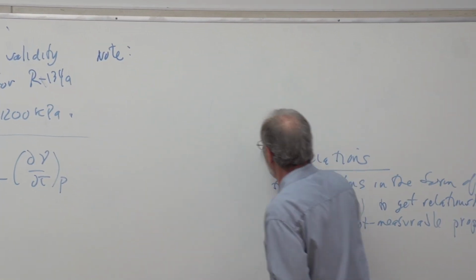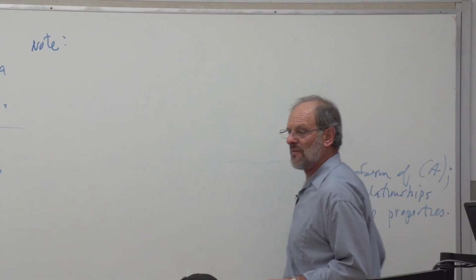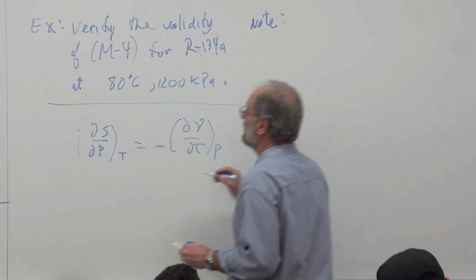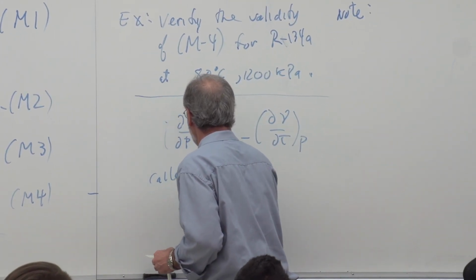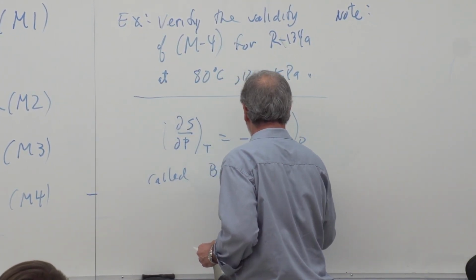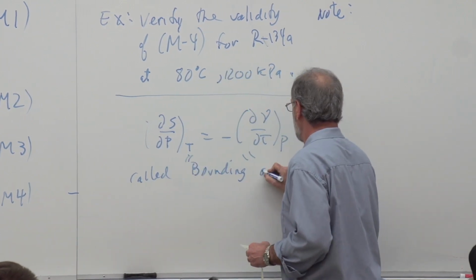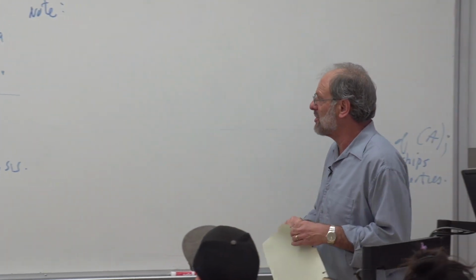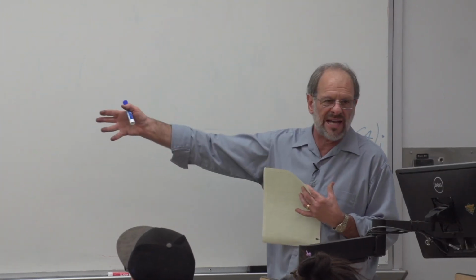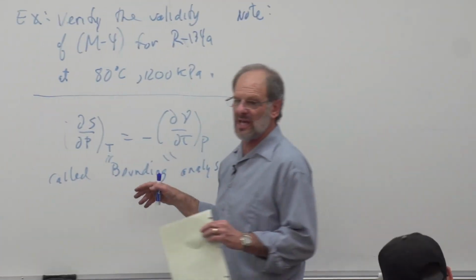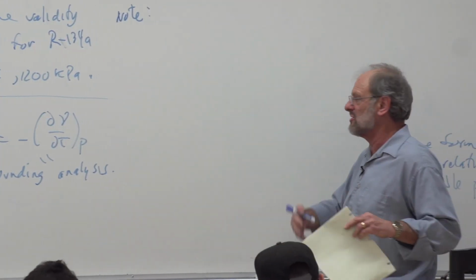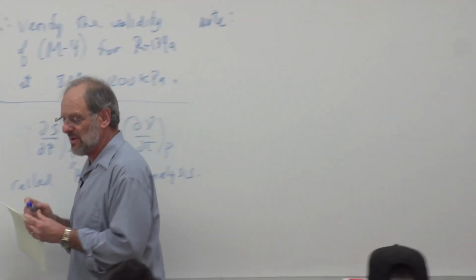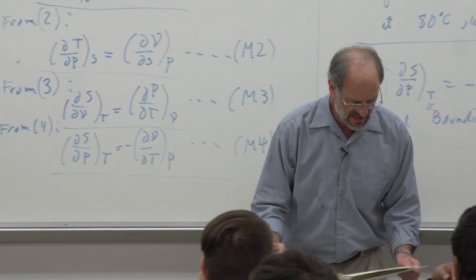Now, this particular type of analysis is often called bounding analysis, for reasons that you'll see here in just a minute. So this is called bounding analysis. Okay. So the first thing we do is we would note that in our laboratory situation, we're not actually going to be looking at partial differential data. We're just going to be looking at data, temperature data, pressure data, volume data, whatever. So the first thing we want to do is we want to approximate this equation as follows.